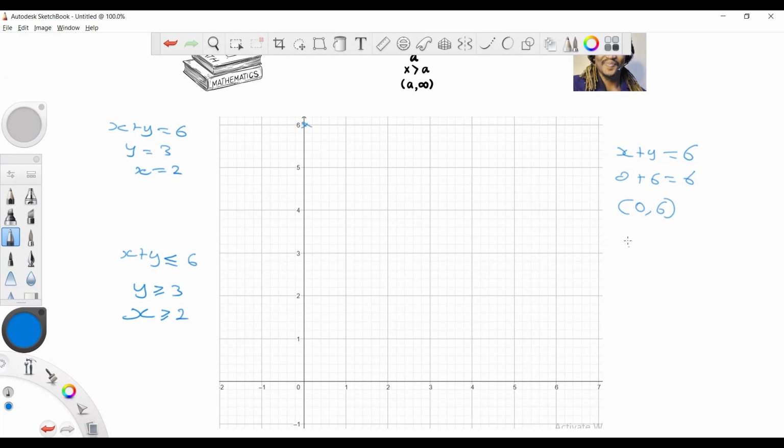The other extreme is where y is 0. If y is 0, for this equality to hold, for us to have 6, then x has to be 6. So in that case, if y is 0 here, then x has to be 6. But along that line, all combinations of x and y have to be equal to 6. So let's just draw that line here.